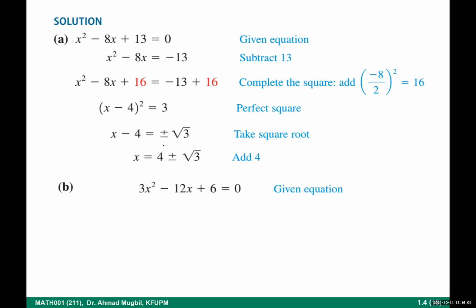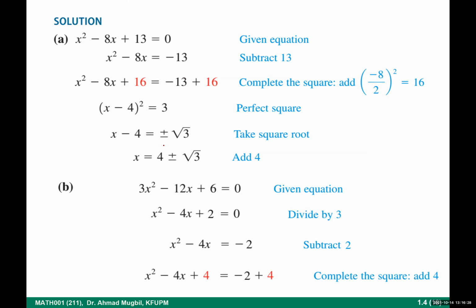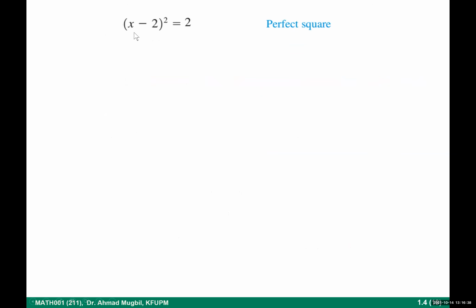Now for this equation, how to solve it by completing the square? First of all, you should have the coefficient of x squared equal to 1. So we will divide both sides by 3. So it will be x squared minus 4x plus 2 equals 0. Next, move negative 2 to the right-hand side. Then add 4 to both sides. Why 4? Because it is the square of the half of the coefficient of x. Then the left-hand side will be a perfect square and the right-hand side will be 2. Here it is.